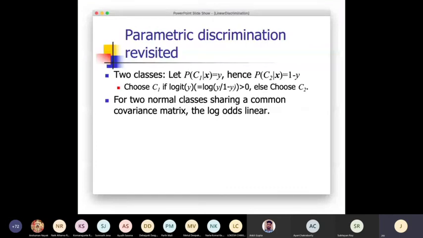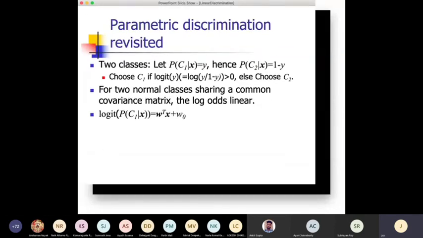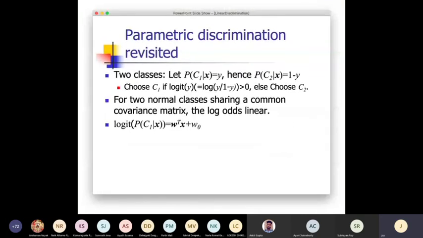Now, if we have two normal classes sharing a common covariance matrix, as I mentioned, your discriminant function becomes a linear function, so your log odds also become linear in that case. That you can show. Because g1(x) minus g2(x), when you have two linear functions, you can also express it as a single linear function. So there you can show that this logit would also be W transpose X plus W naught. So you understand this particular expression.